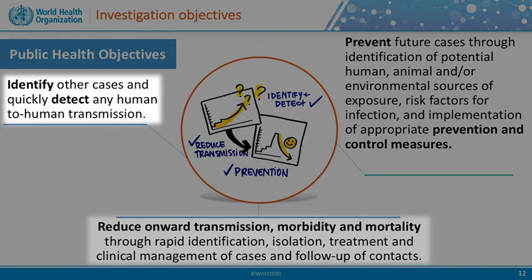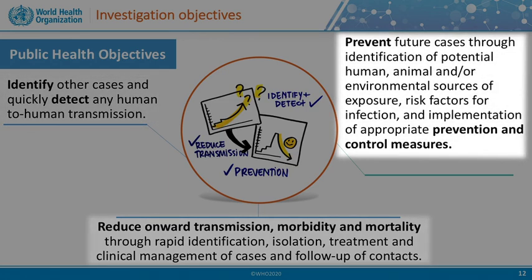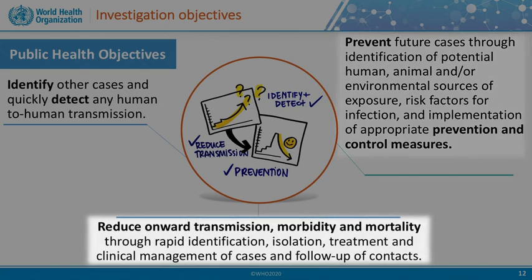There are many public health objectives in conducting investigations. These include to identify other cases and quickly detect any human-to-human transmission, to prevent further cases through the identification of potential human, animal, or environmental sources of infection and exposures, risk factors for infection, and the implementation of appropriate prevention and control measures, and also to reduce onward transmissibility and reduce morbidity and mortality through rapid identification, isolation, treatment, and clinical management of cases and the follow-up of contacts.